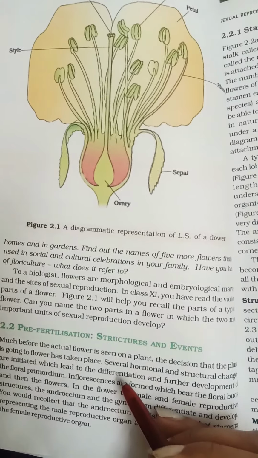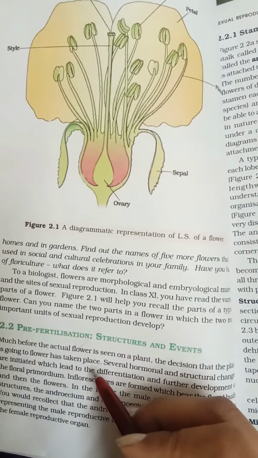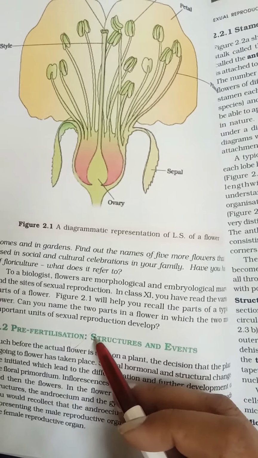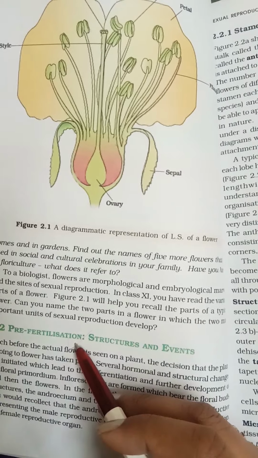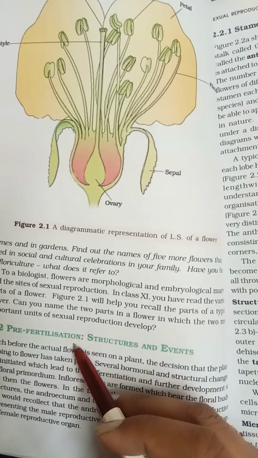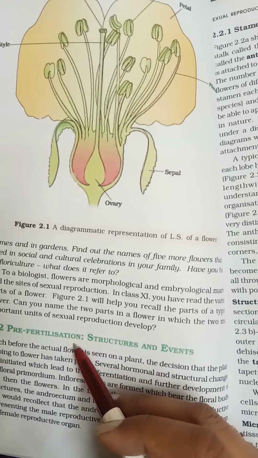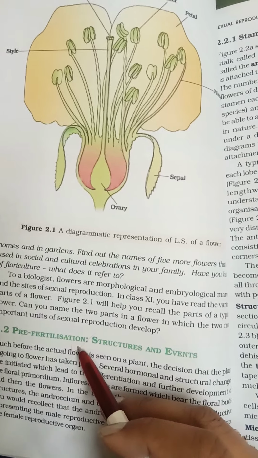Alright, now coming to the pre-fertilization structures and events. As you all know, fusion of male and female gamete is called fertilization. So before fertilization, what are the structures and events that occur? So let's discuss one by one.